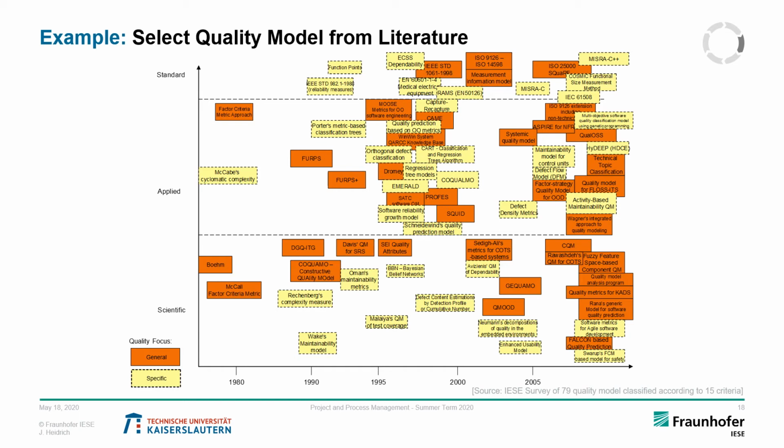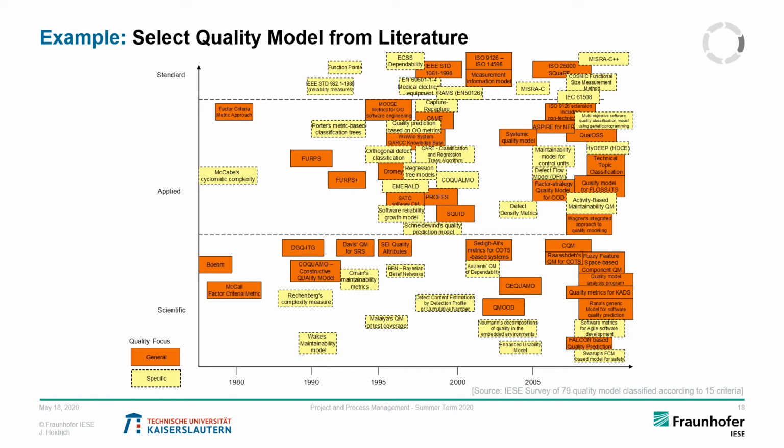It found close to 80 quality models that we classified according to 15 different criteria. Some of the criteria were related to whether it's more a scientific model, whether it's a model that is applied in practice, or whether it's a national or international standard. We also distinguished between general purpose models that try to address quality as a whole, or specific models that have a specific quality aspect such as maintainability in mind.